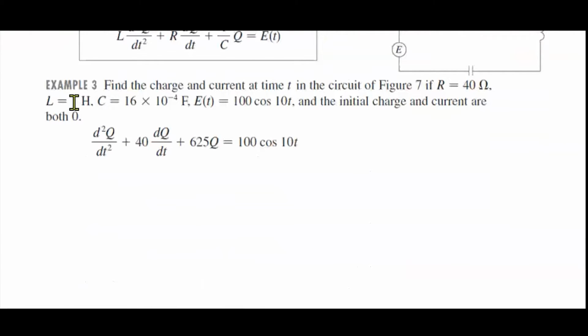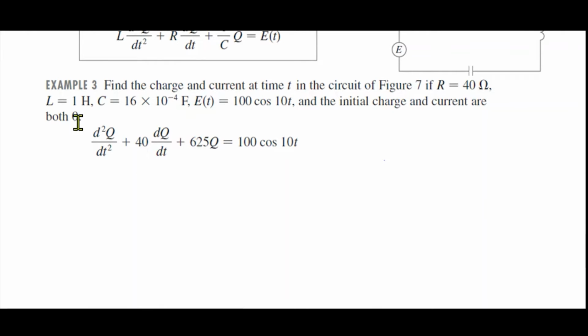Say resistance is 40 ohms, and inductance is known as Henry, 1 Henry, to make algebra easy. And then capacitance is 16 times 10 to the negative 4th farad. This unit is called the farad. Okay, now, and then we have some kind of alternating current on the other side. Okay, 100 volt times cosine of 10t. Okay, then what is the current or charge in the circuit, in the capacitor?